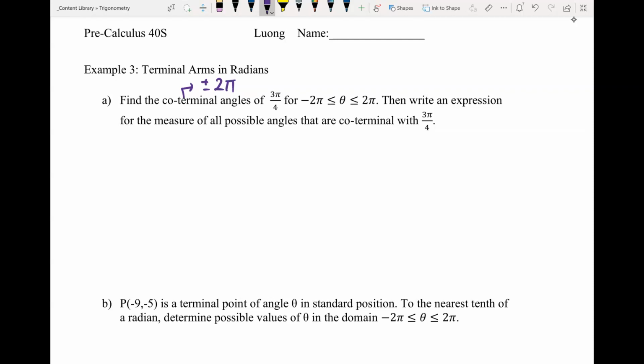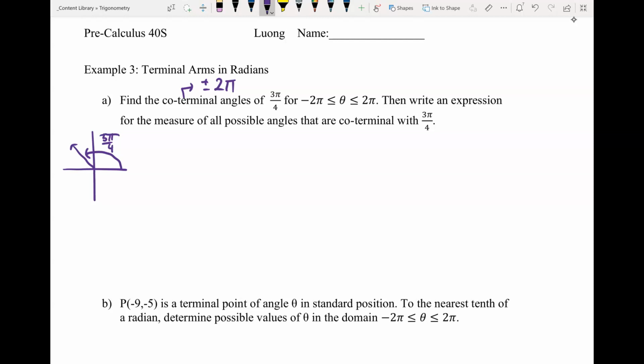So let's maybe first draw what 3 pi over 4 looks like. And this would be in quadrant 2. From 0 radians all the way to 3 pi over 4 radians will look like this. And that would be your terminal arm.